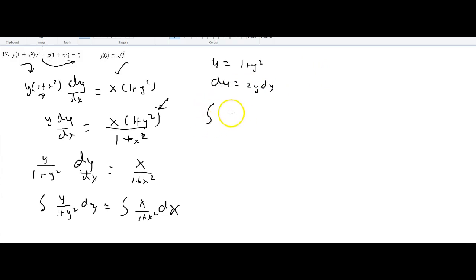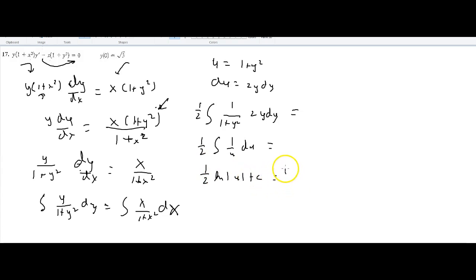I can make a 2y, so I'm going to go ahead and do this. I've got 1 over (1 plus y squared), and I got my y dy. I need 2y dy. I'm going to go ahead and put an equal sign here and pretend like on the right-hand side we're doing the same thing at the same time. And then I need that, so I'm going to put a 1/2 out in front. This becomes 1/2 integral of 1 over u du equals. And then I'm going to put everything back: 1/2 ln absolute value of u plus c equals 1/2.